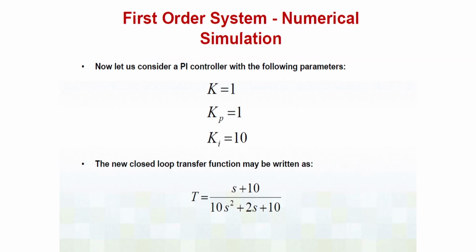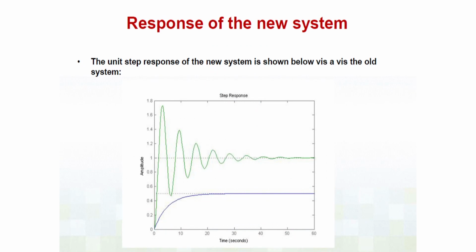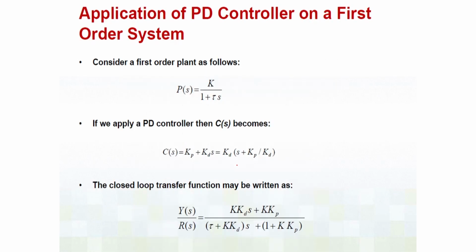On the other hand, if I use a PI controller, then I can get the new transfer function. If I look at the effect of this new transfer function, you would see earlier I was here, but now it is a second order system. Even though I have overshoot, I am able to follow the signal in the long run. That is what has been achieved with the help of the design of a PI controller. Now, let us see what happens if I apply a PD controller on a first order system.